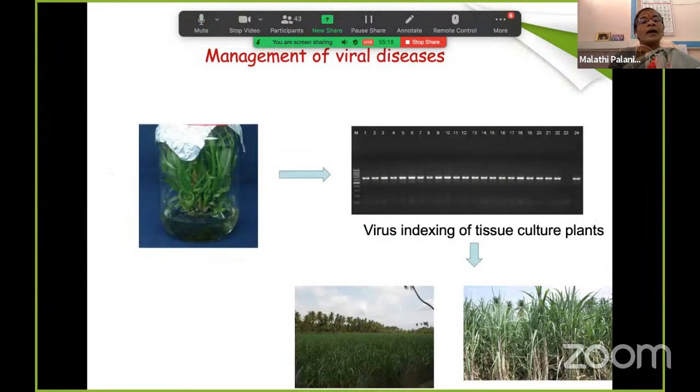Among the diseases, we are able to manage the viral diseases in sugarcane by meristem tip culture in combination with virus induction. It is being followed under field conditions also, in our accredited laboratories, and regularly we are indexing the plantlets for production of virus-free seedlings, and it is being regularly practiced under field conditions in different factory areas. Hence, at least for viral disease management, we have a solution.